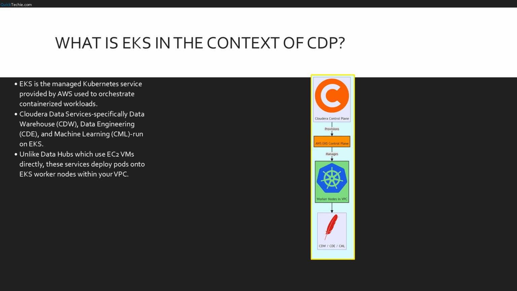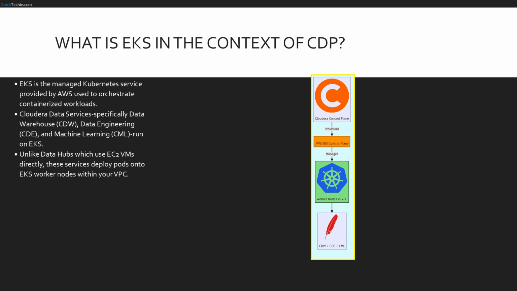Amazon EKS is the backbone for Cloudera's containerized experiences. While traditional data hubs might look like a collection of virtual machines, Cloudera Data Warehouse, data engineering, and machine learning are different. They leverage EKS to orchestrate containers. This means when you activate these services, Cloudera provisions an EKS cluster on your behalf. The control plane of Kubernetes is managed by AWS, but the worker nodes where your actual data processing happens live securely inside your customer VPC.